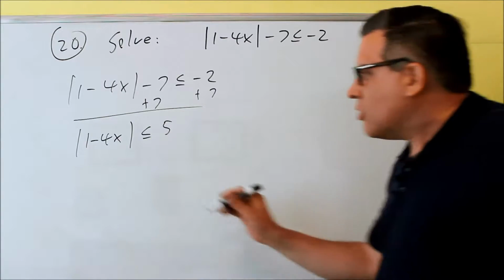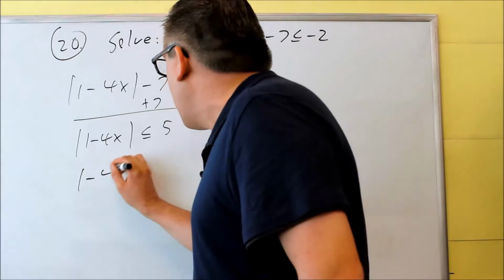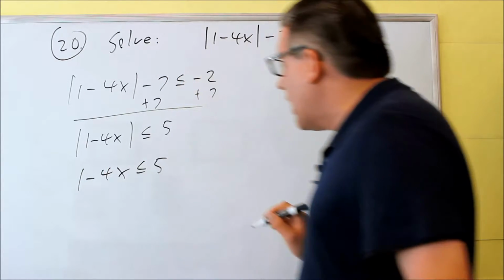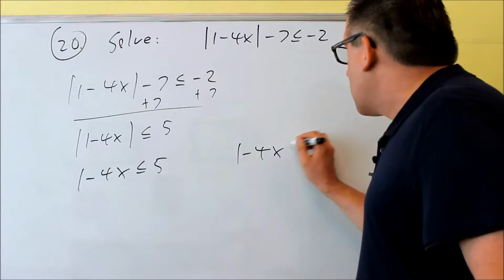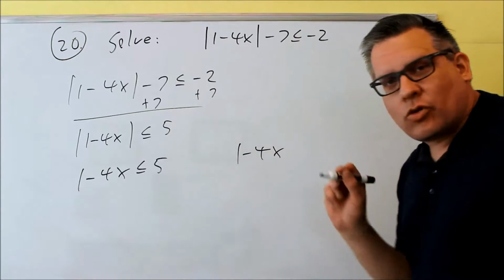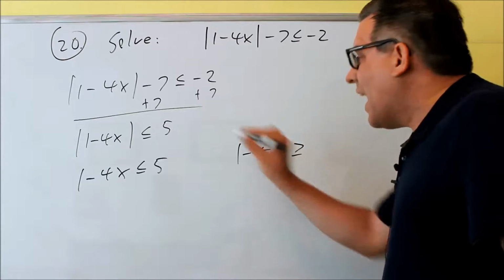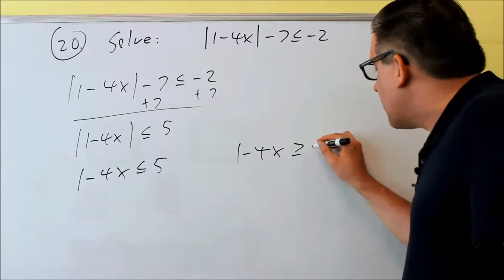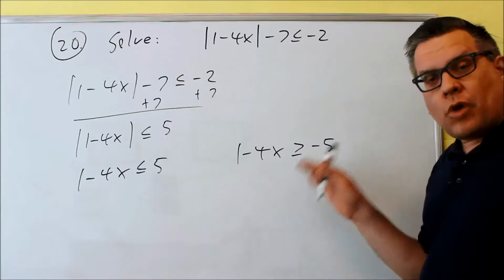So for the absolute value, you've got one here, 1 minus 4x is less than or equal to 5. The other one is 1 minus 4x. On the second equation, you're going to flip the inequality symbol and make the other number the opposite sign. That's what you must do in these problems.